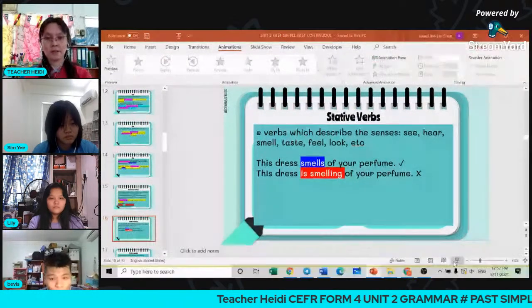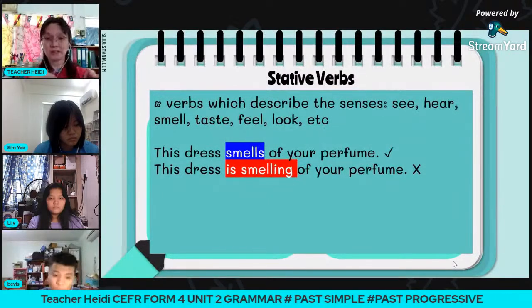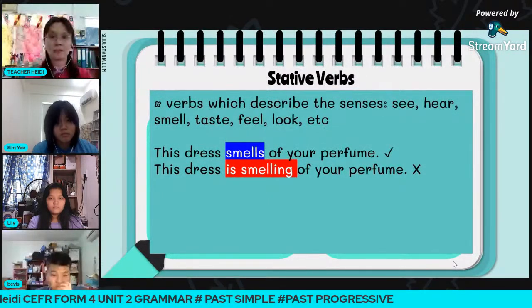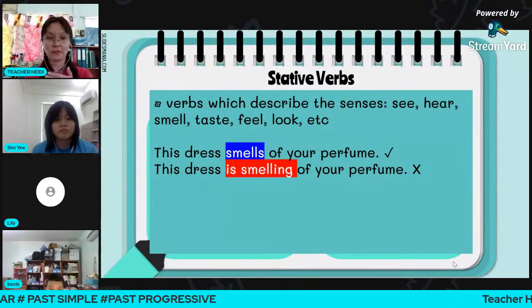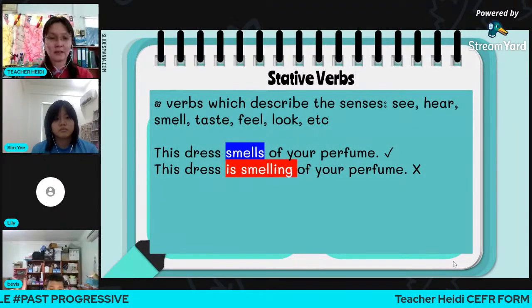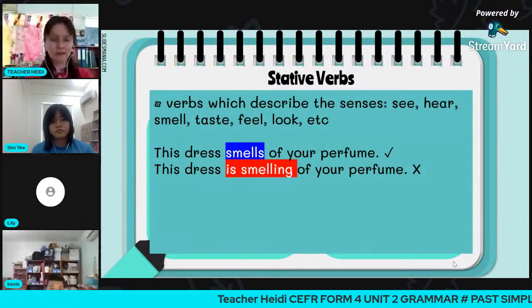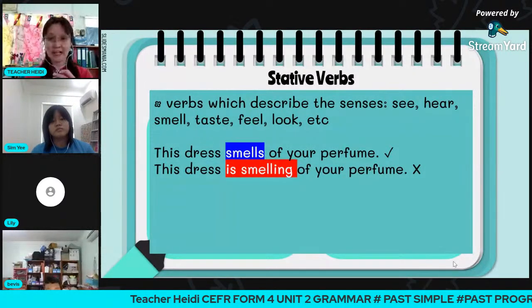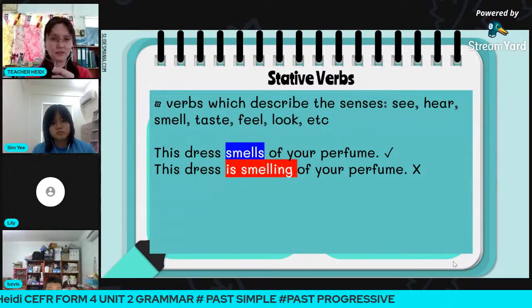All right. Okay, verbs. Just remember the five senses. When you talk about state, S-T-A-T-E is a state. So when you talk about the state, this means things you see, you hear, you smell, you taste, you feel, you look. So basically, like this one, this dress smells of your perfume. Okay, then it will be correct. If you use it in ing, this dress is smelling of your perfume, then it's wrong.